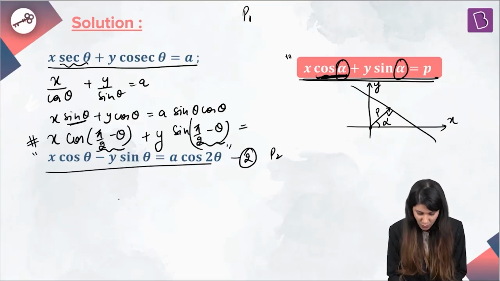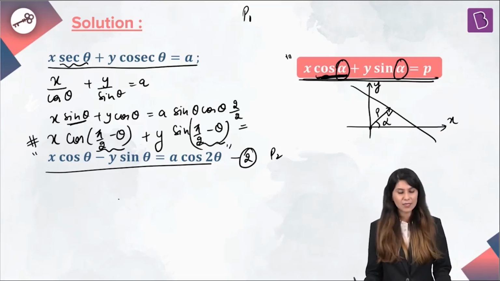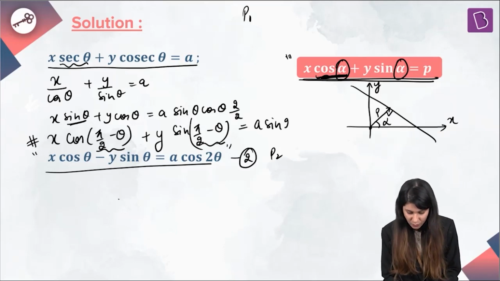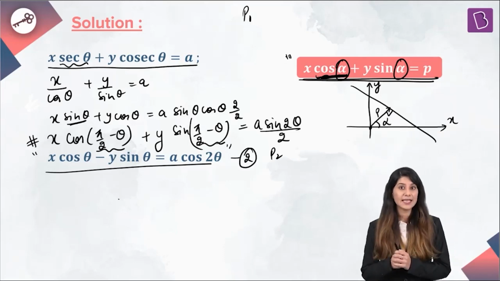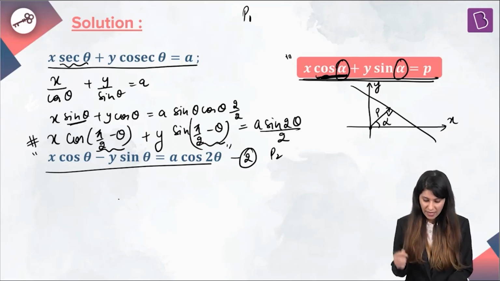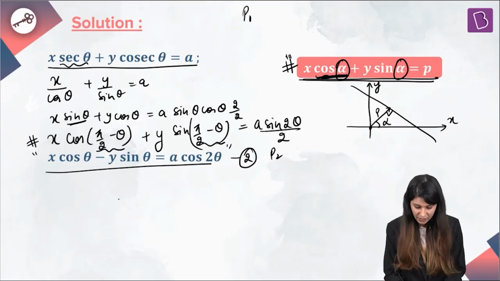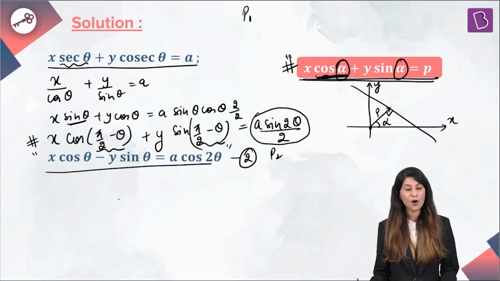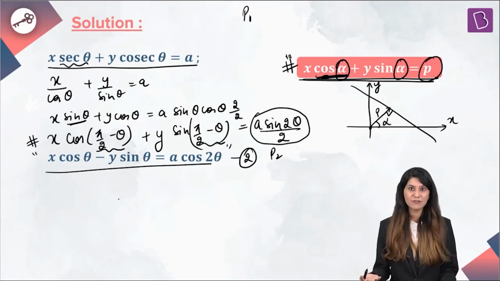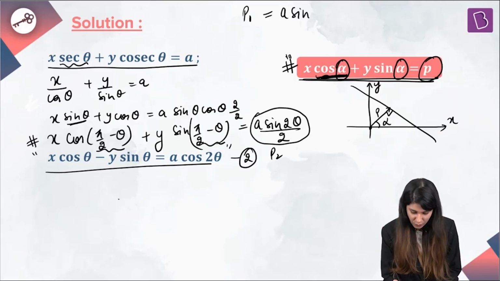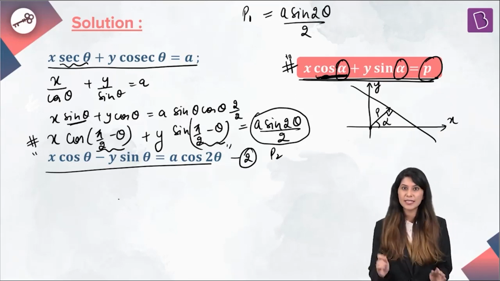If I multiply by 2 and divide by 2 on the right hand side, what do I get? a sine 2 theta by 2. Isn't it? a sine 2 theta by 2. Now, if I compare this equation with the normal form, I clearly can see this is p of the first line. On the right hand side, we are left with just p, and p is the perpendicular distance from the origin to this particular straight line. So P1 in this case will be a sine 2 theta by 2. P1 is sorted.